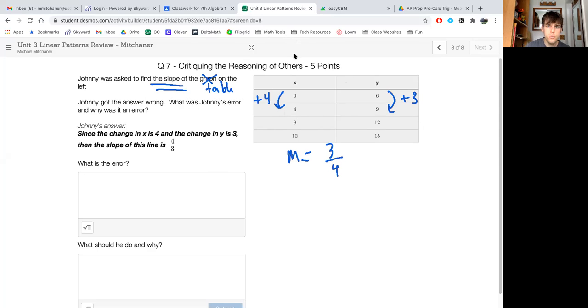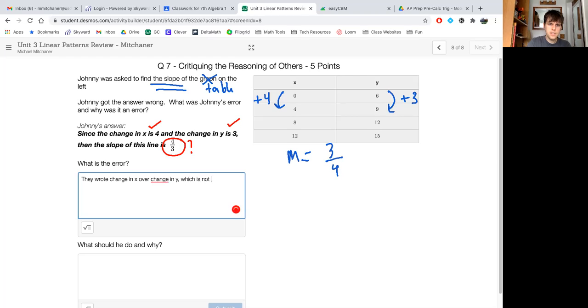Okay, now let's compare that to what Johnny has said. Okay, since the change in x is 4, okay, I agree with that. Go ahead and check mark that. Change in y is 3, okay, I agree with that. Then the slope of this line is 4 over 3. Different. I got a different answer. So they identified correctly the change in y and the change in x, but they wrote it wrong. So what is the error? Let's go ahead and identify what the error is. They wrote change in x over change in y, which is not how you write the slope.